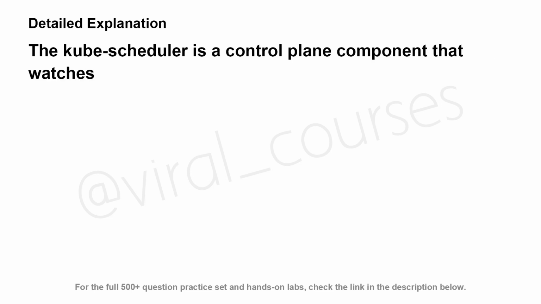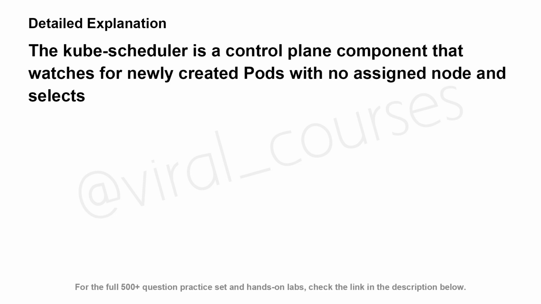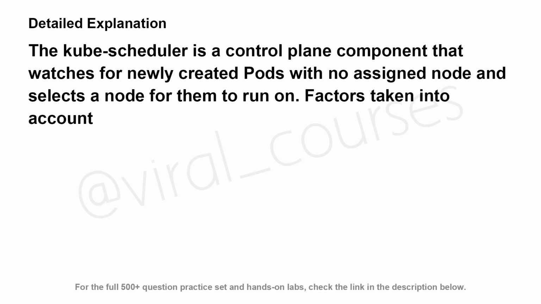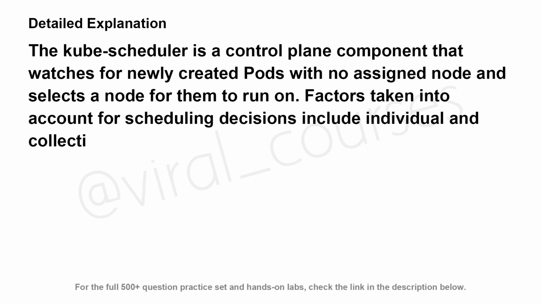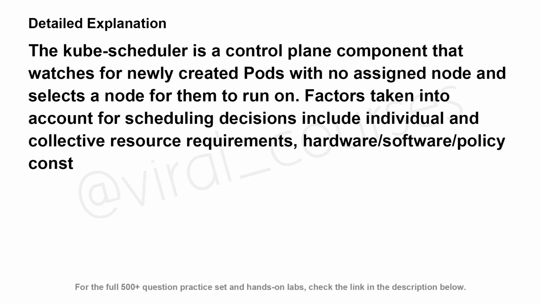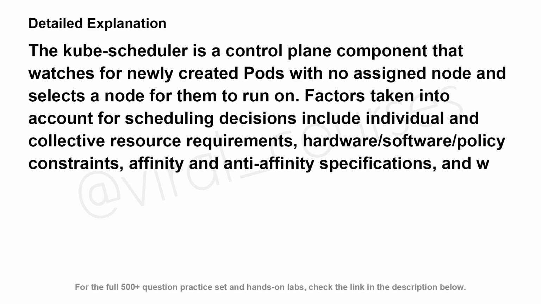The kube-scheduler is a control plane component that watches for newly created pods with no assigned node and selects a node for them to run on. Factors taken into account for scheduling decisions include individual and collective resource requirements, hardware, software, policy constraints, affinity and anti-affinity specifications, and workload interference.